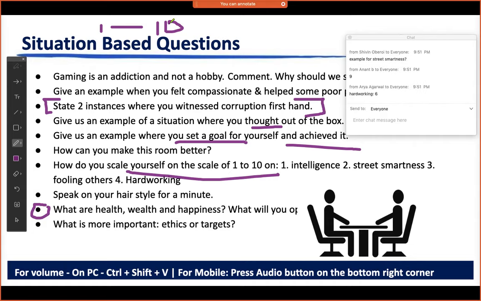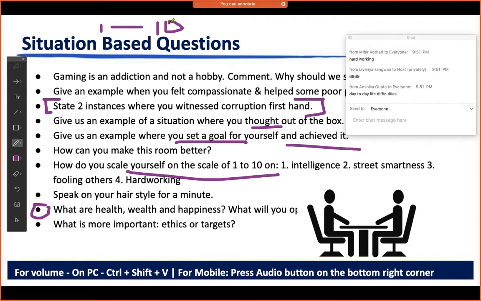Okay. Street smartness is like, for example, if you are in a situation where you're working on a project deadline and suddenly somebody in your team has fallen sick. So what do you do? You can't really extend the deadline. So street smartness would be to pick out that person's work and allocate it to four other people and get it done. So that's street smartness.